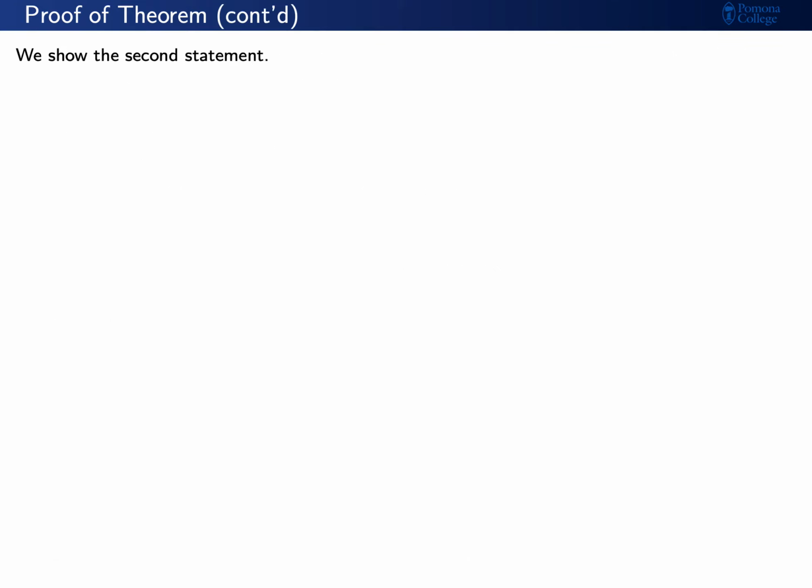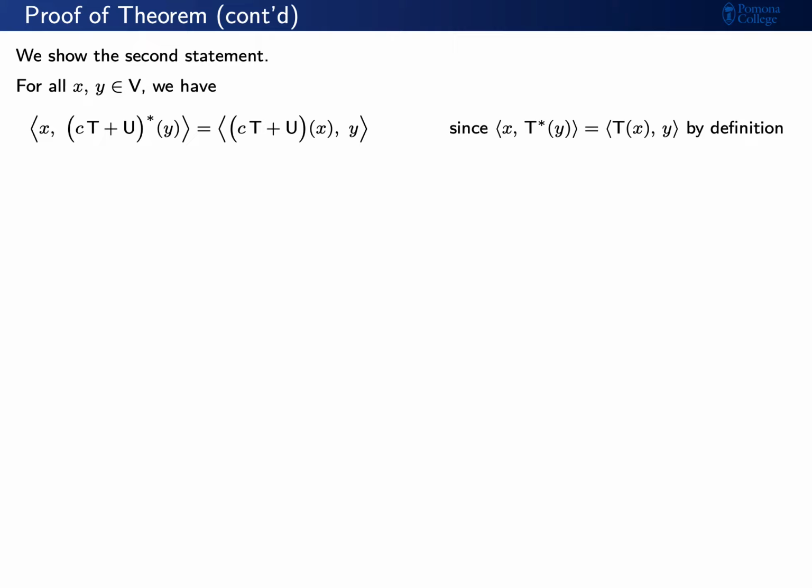Let's now show the second statement. Recall that we have three properties we'd like to show are true. For all vectors x and y in our vector space V, we have the following. Let's take a look at the inner product of x and (cT plus U) star of y.